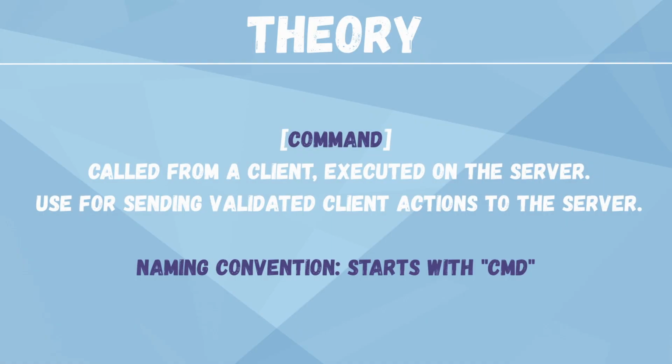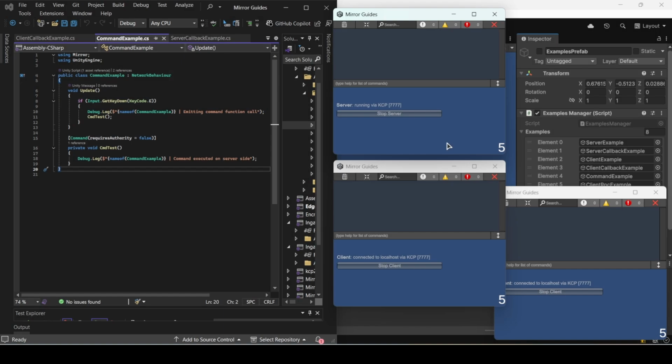Commands marked with Command allow a client to send requests to the server. Use them when players need to trigger actions like shooting, moving or updating game state. Let's try calling a command from both sides. Server calls result in an error, since commands are meant for clients only.